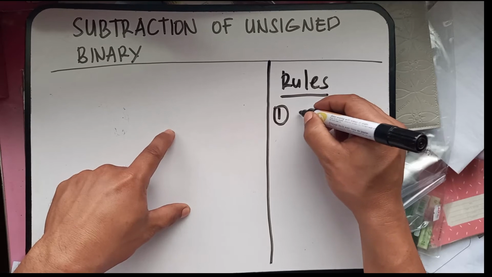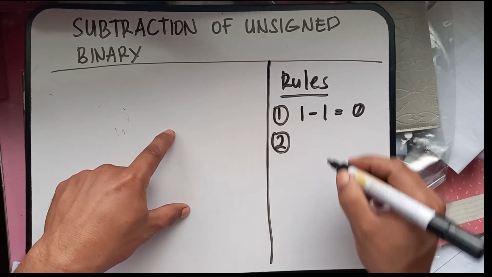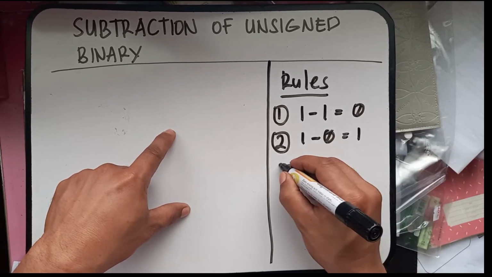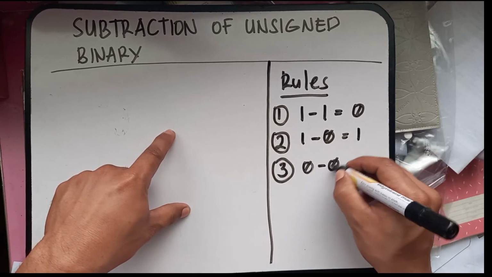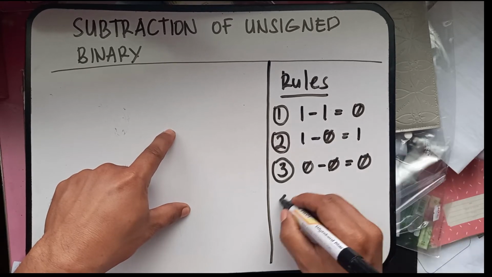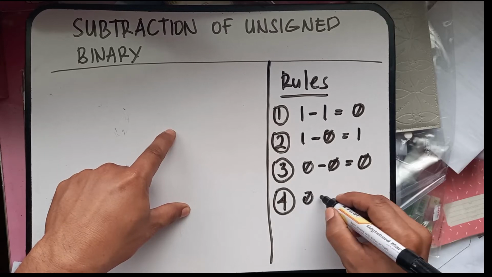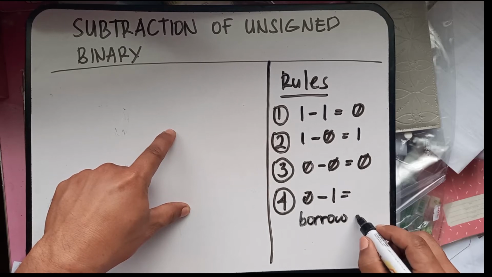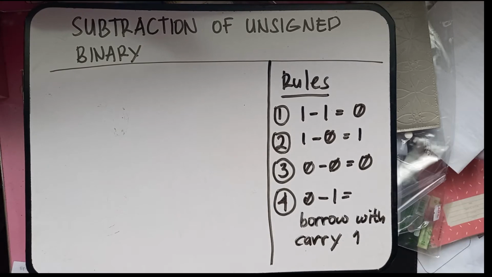Rule number 1, 1 minus 1 is always 0. Rule number 2, 1 minus 0 is always 1. Rule number 3, 0 minus 0, that is 0. And rule number 4, 0 minus 1 is borrow with carry 1. So the most interesting part here is rule number 4.